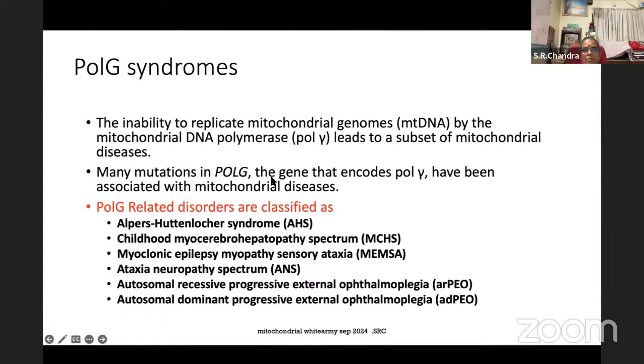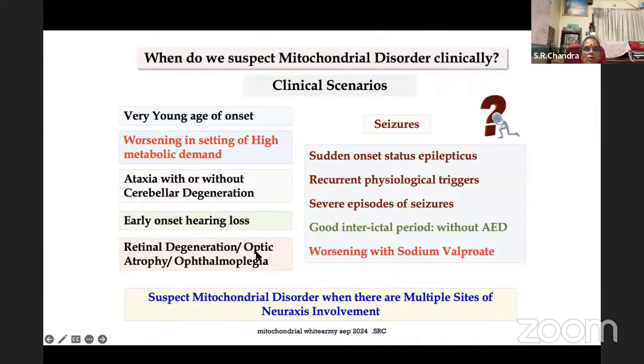So many mutations in the POLG gene, the gene which encodes polymerase gamma, have been associated with mitochondrial diseases. They are very severe syndromes: Alpers-Huttenlocher syndrome, childhood myocerebrohepatopathy spectrum disorders, myoclonic epilepsy myopathy sensory ataxia, ataxia neuropathy spectrum, autosomal recessive progressive external ophthalmoplegia, autosomal dominant progressive external ophthalmoplegia. So POLG syndromes are a group of mitochondrial disorders where the mitochondrial homeostatic mechanisms are defective, and they are very severe syndromes and usually are fatal.